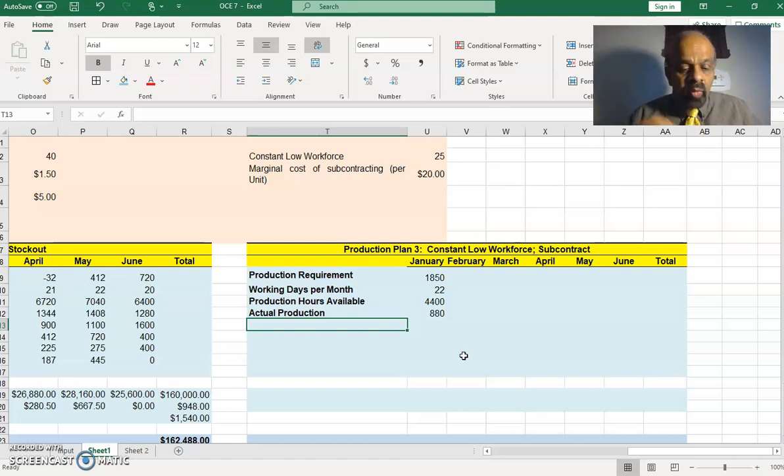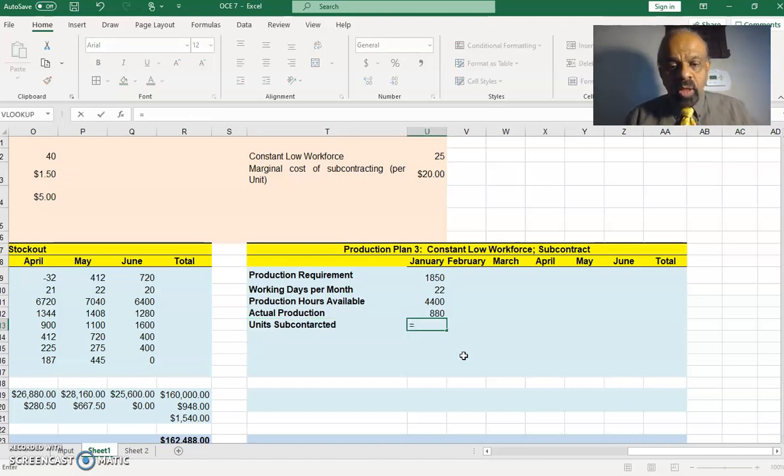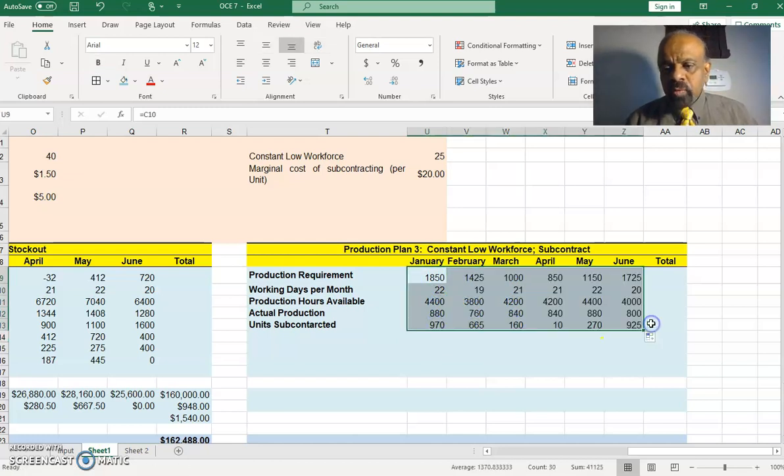So what do we do? We're going to go for subcontract. The units subcontracted will be the production requirement minus the actual production that we have used. So that comes to 970. I'm going to copy and paste the entire thing till June, and I now have the various subcontracted products.